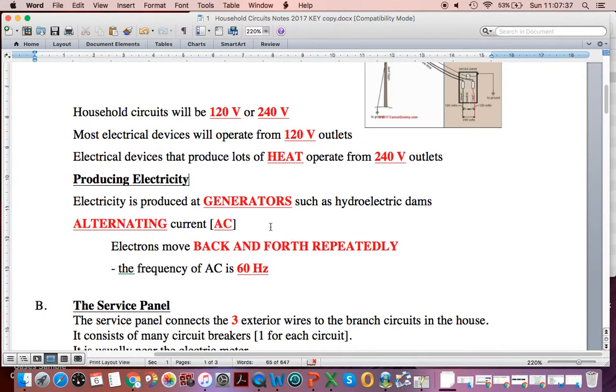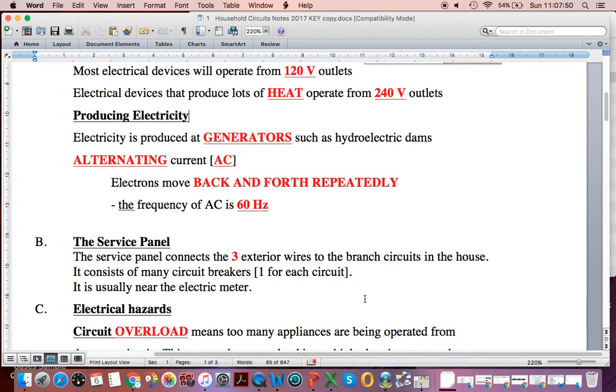So we know electricity is produced in BC largely by hydroelectric dams through generators, and since it's generators, it makes alternating current, AC, forcing the electrons to move back and forth repeatedly. And they do so at 60 hertz.